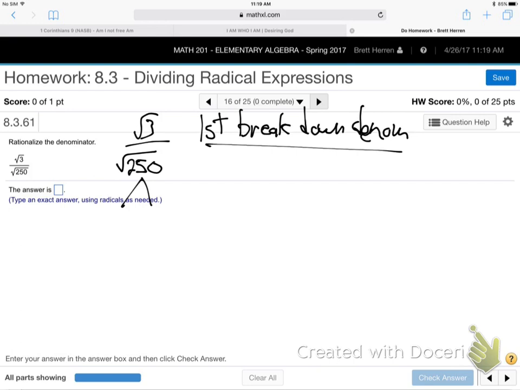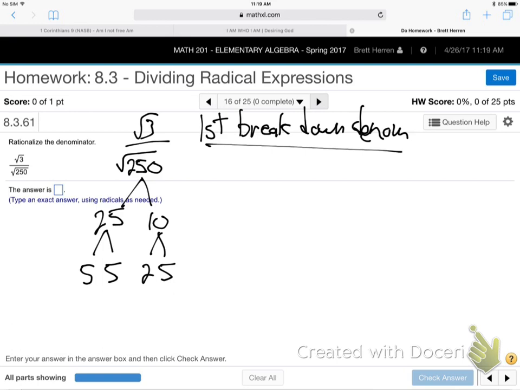250. Whenever a number ends with a 0, do you remember that means times 10? So that's really 25 times 10. You can use a calculator if you're rusty on some of those times tables. And then the 25, keep breaking it down, 5 times 5, 2 times 5. So kind of clean up the bottom first.